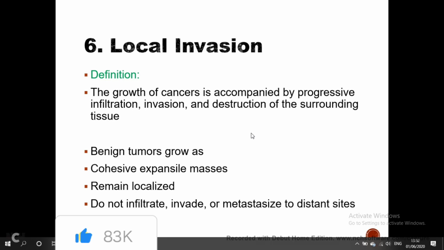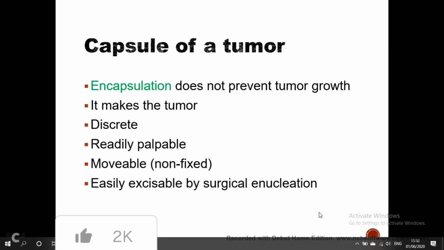Benign tumors grow as cohesive expansile masses. They remain localized. They do not infiltrate, invade, or metastasize to distant sites. Encapsulation is very important for a surgeon to remove that particular tumor. Ask them, and they will tell you that if a capsule is deficient, they are always suspicious of complete removal of that particular growth. So encapsulation is the feature of benign tumors mostly.